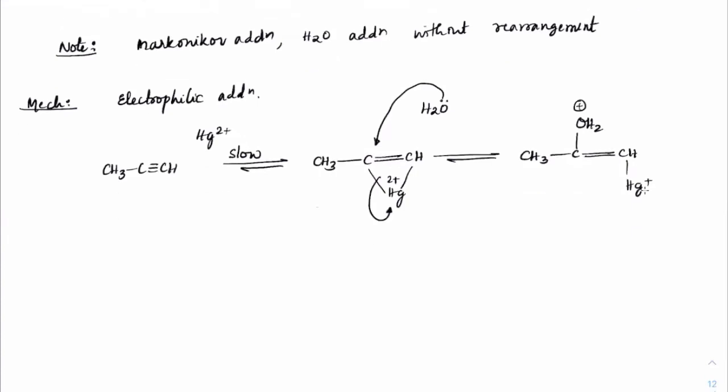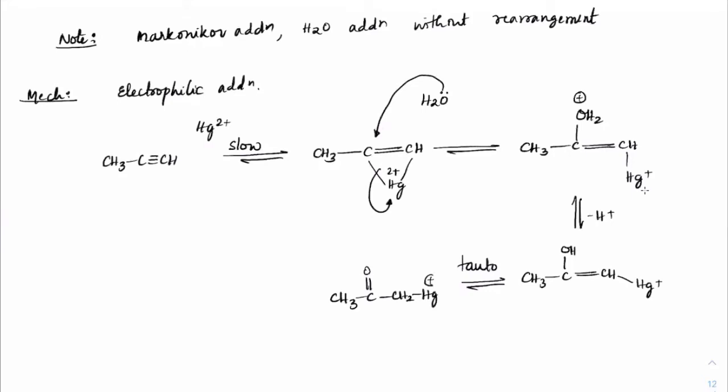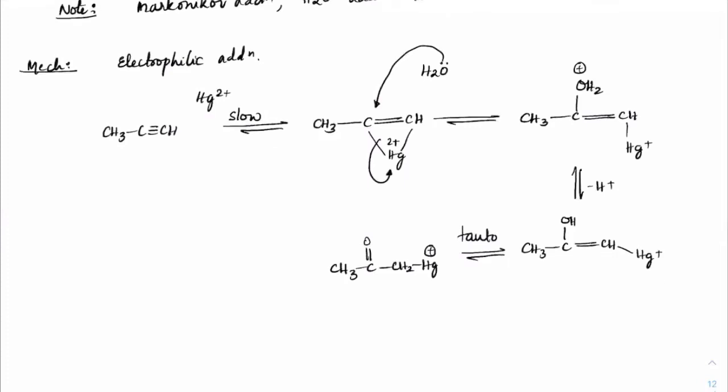I guess the point is clear, everyone. Right. So from here, H+ is being removed. So we'll get CH3, C, OH, double bond CH, and Hg+ is remained. Okay. It can undergo tautomerism. So here it will undergo tautomerism. So we'll get this as CH3, C double bond O, CH2, Hg+. This is what is left out with. Okay, so far. Okay, right.